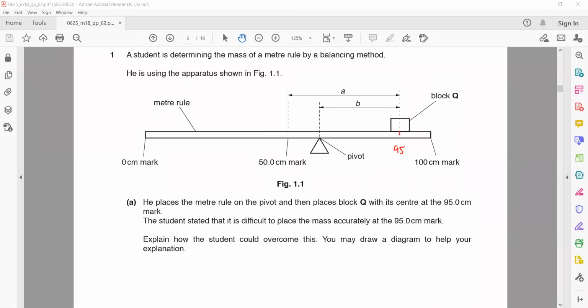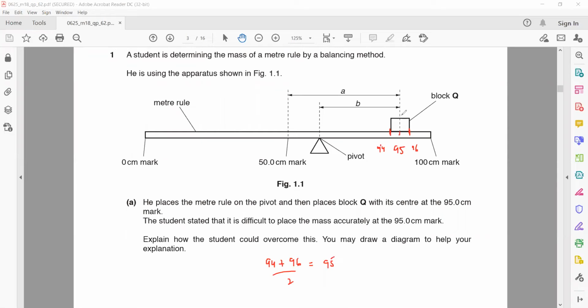For this purpose, the student can find the marks at the edges of the mass and take an average. For example, if one of the marks is 94 and the other edge the mark is 96, how will I know where the center is? We can just use these values and take an average. 94 plus 96 divided by 2, what will we get? We'll get an average that will be 95.